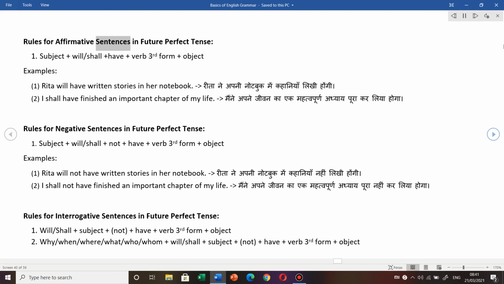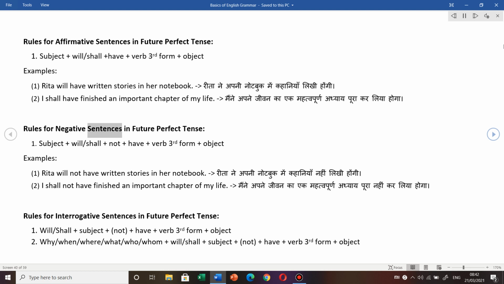Rules for affirmative sentences in future perfect tense. Subject plus will/shall plus have plus verb third form plus object. Examples. Rita will have written stories in her notebook. I shall have finished an important chapter of my life.